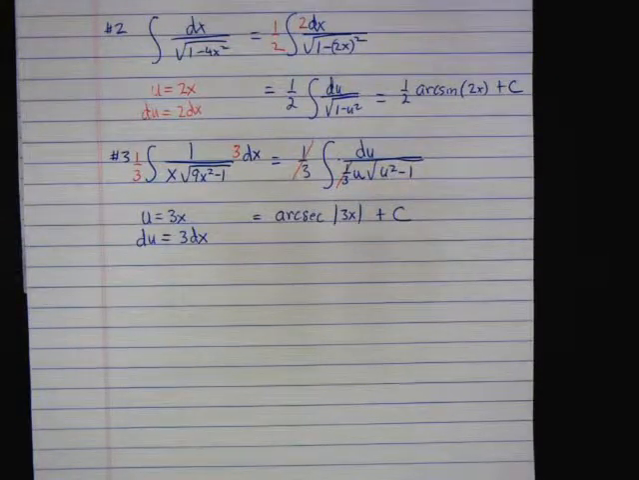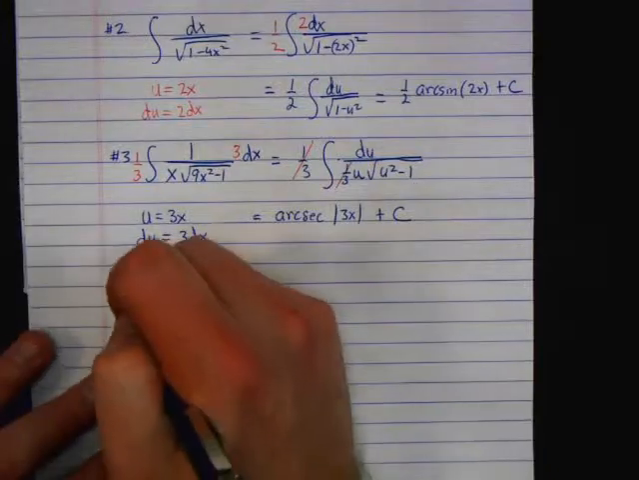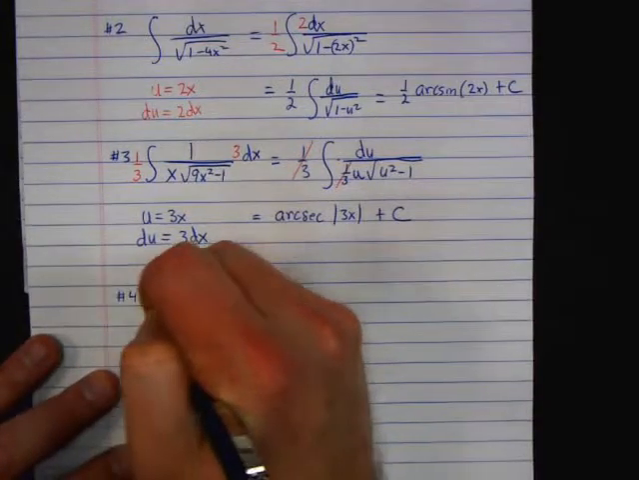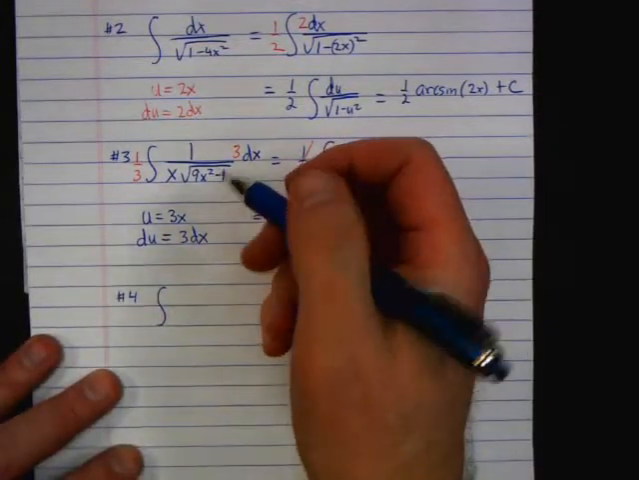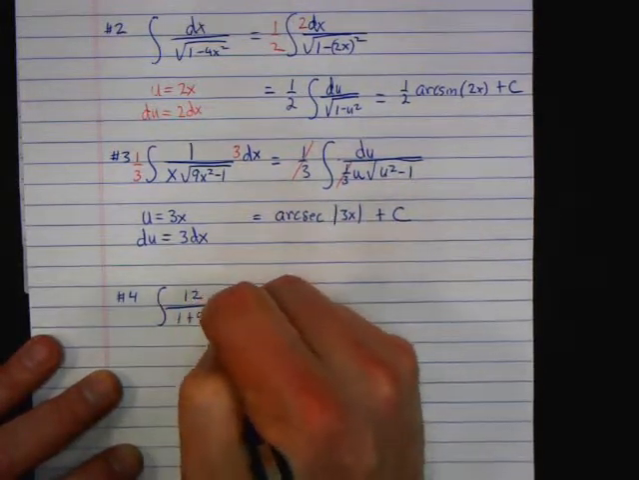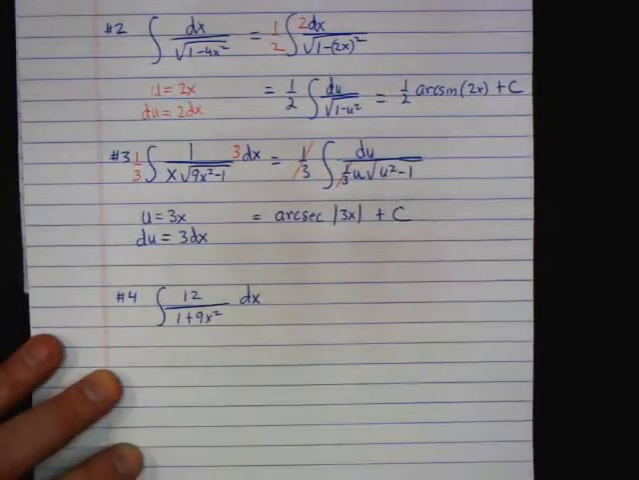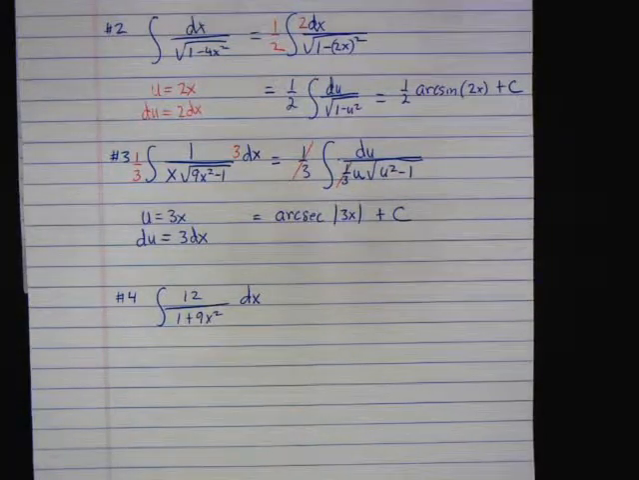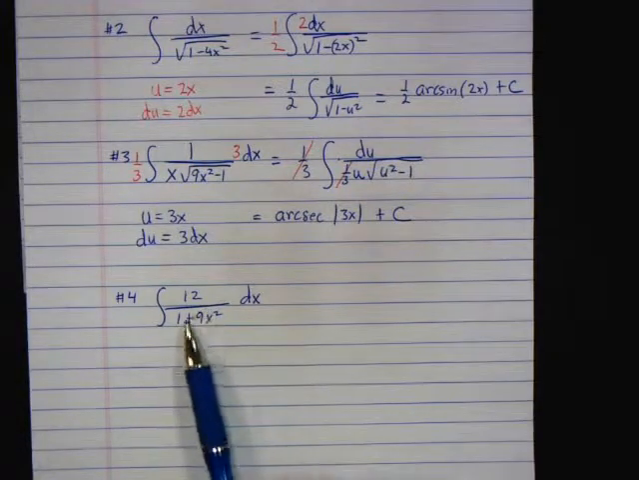Okay, let's keep moving here. Number 4. The integral of 12 over 1 plus 9x squared dx. Which form does that look like? That looks like our arctangent form. Except it's the same deal, isn't it? We're not supposed to have a 9 there.